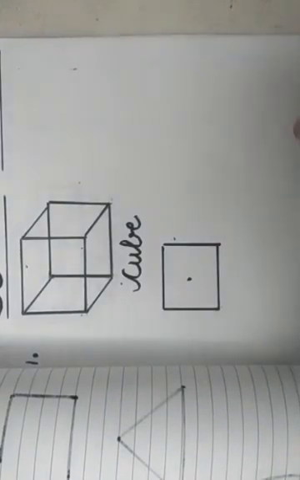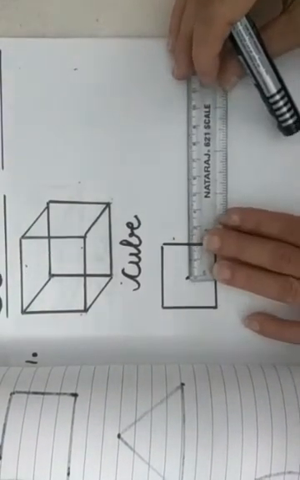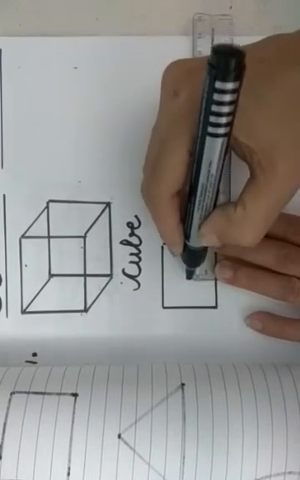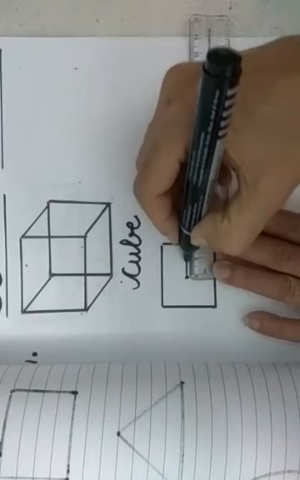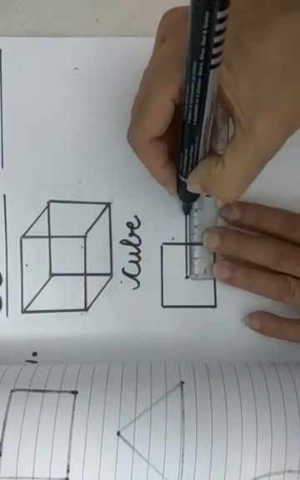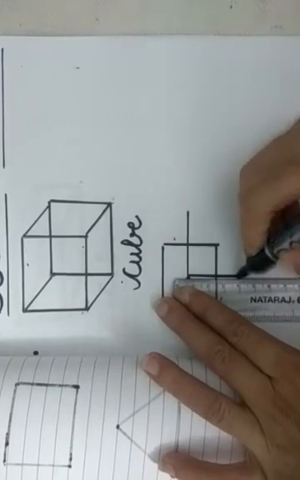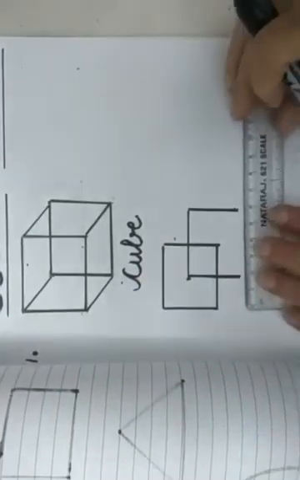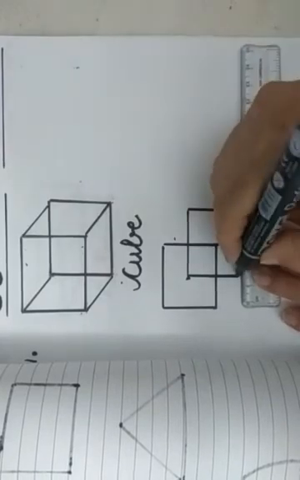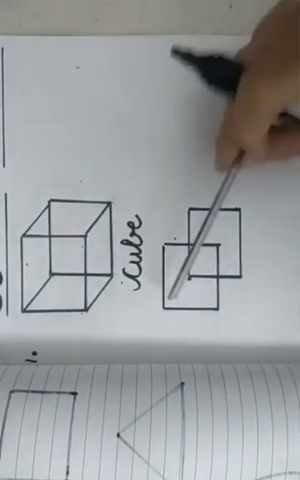Now what you have to do, you have to start from the middle where you have put the dot. You have to draw one more square, but the starting point is the middle point. And both squares should be of the same size. Here look. So you have to draw very carefully. Look here. Size should be the same. Now look. I have drawn. Size is the same.